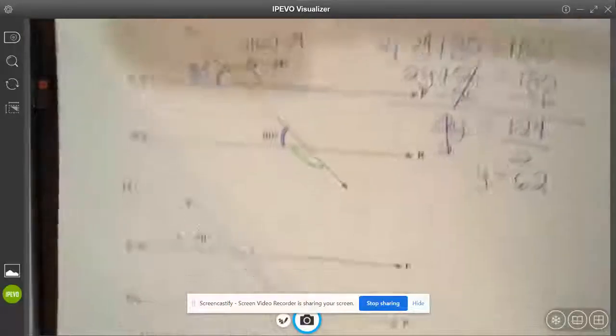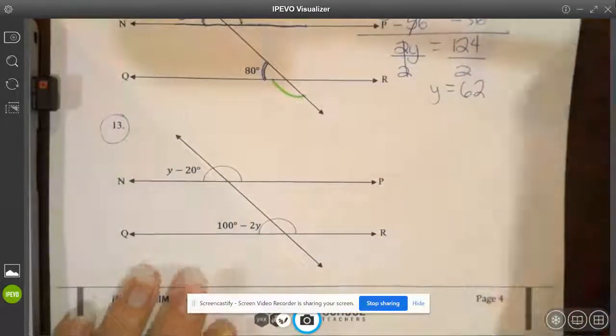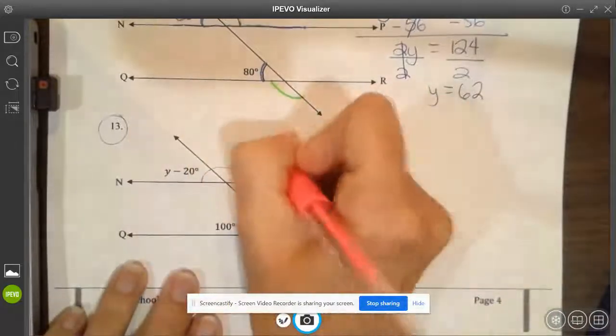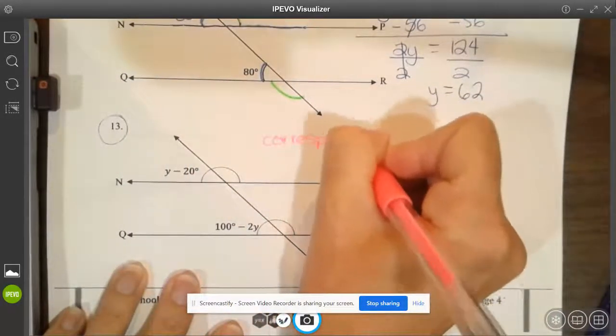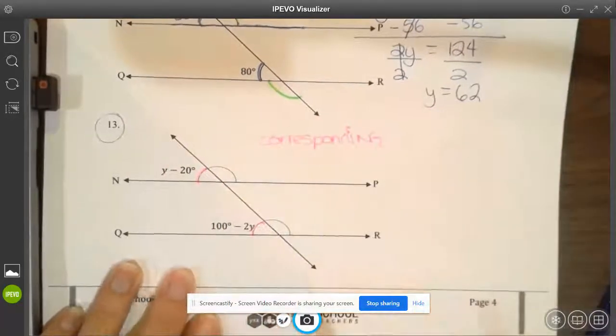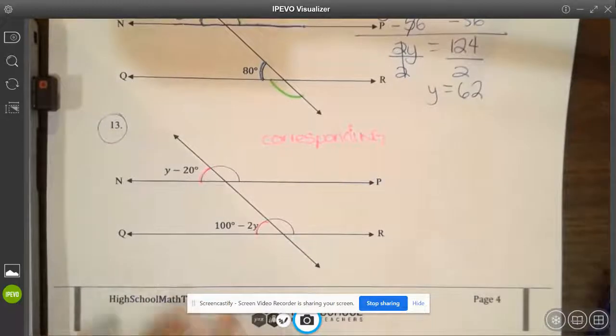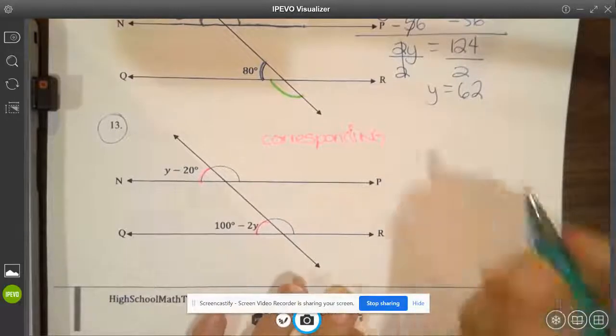Okay, let's do another one just to get that stuff together. So these two angles right here are corresponding angles. This one and this one. They are the same measurement. They're equal. They're congruent. So we can set them equal to each other and find the value of y. Let's do that.